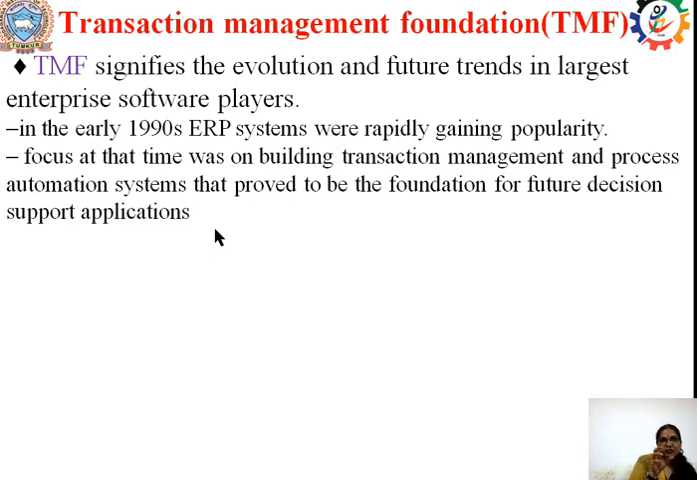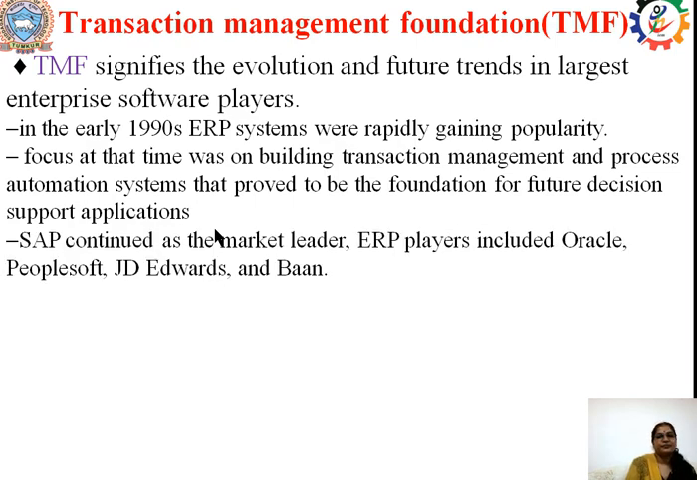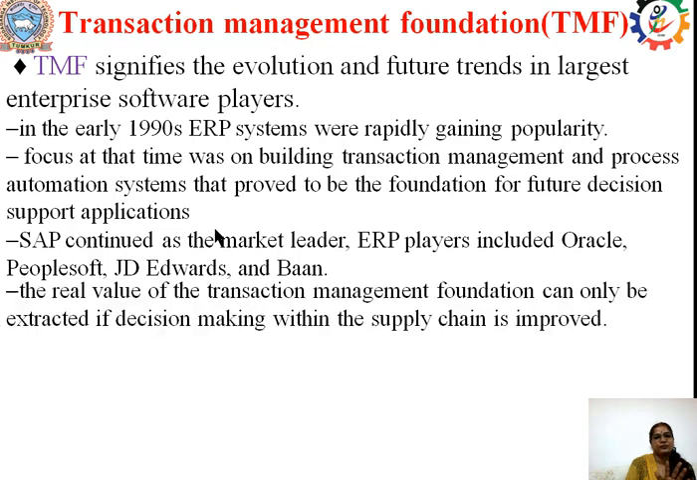They were focusing only on how to automate the transactions so that human intervention is reduced. At the time, SAP continued as the market leader, but there were four more ERP players: Oracle, PeopleSoft, JD Edwards, and BAAN. So, five important ERP players you should always know. The real value can only be extracted if decision making is improved in the supply chain. Only automating the transactions, earlier a human being was making them, now a machine is making them. That is all the difference.